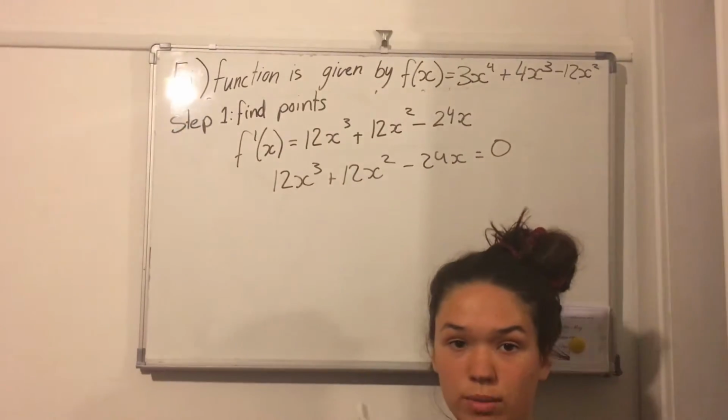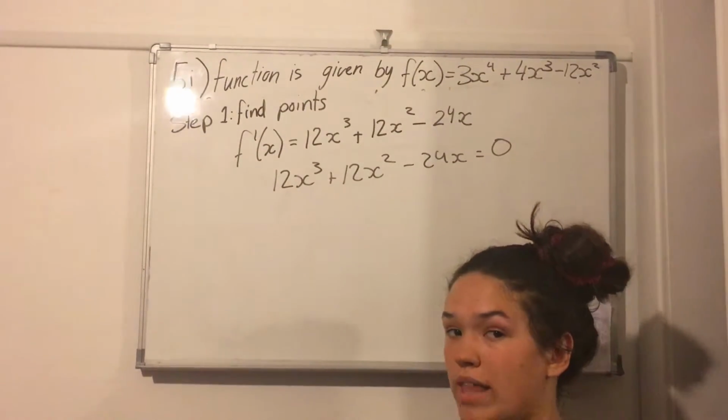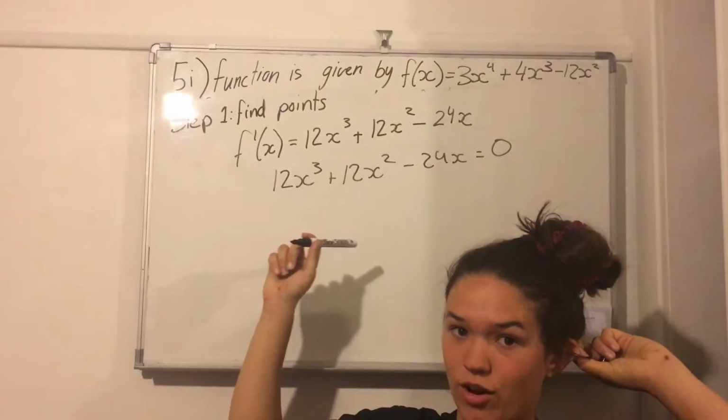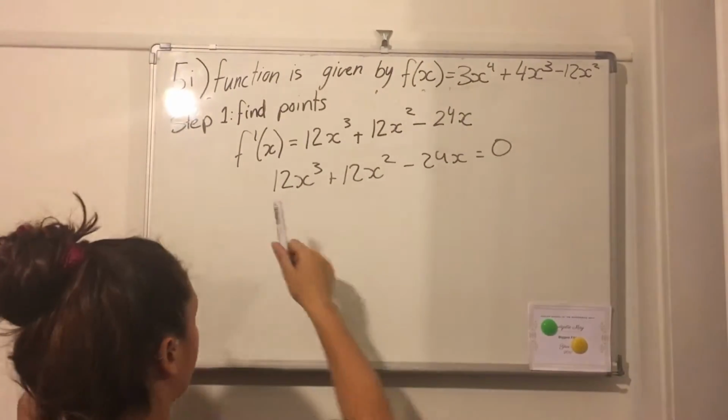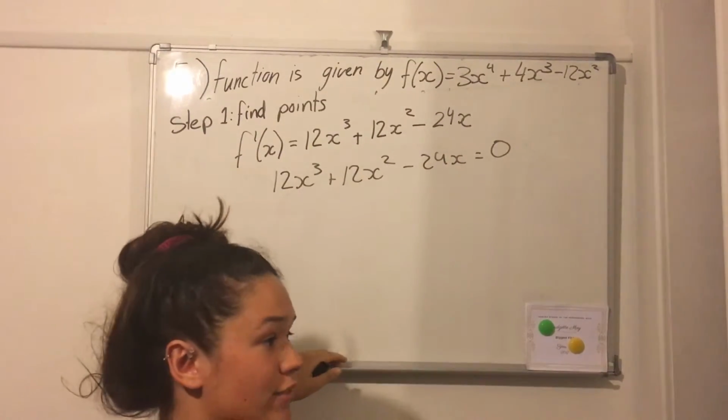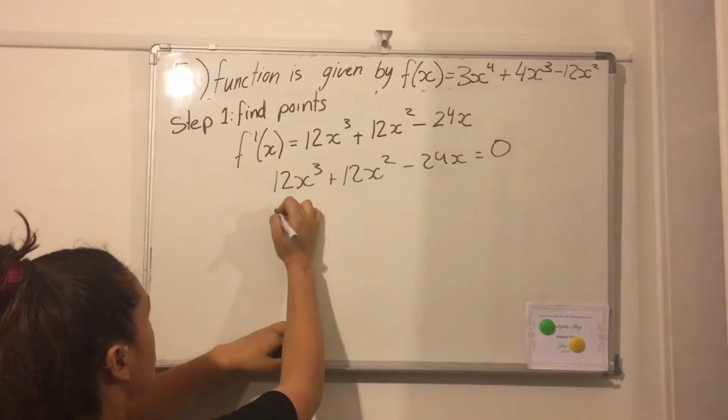So now I want to make it equal to 0 because I want to find where the points are stationary. Remember, this is now an equation for the gradient of the function. To do that, I'm going to factorize out 12x because I want to make it a quadratic. That way it'll be easier for me to find the stationary points.